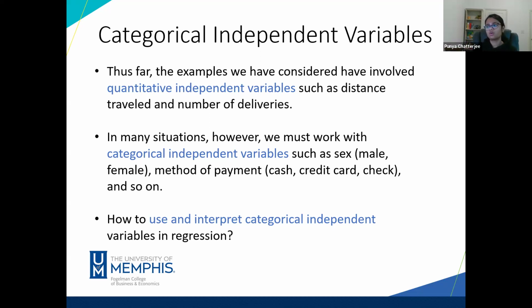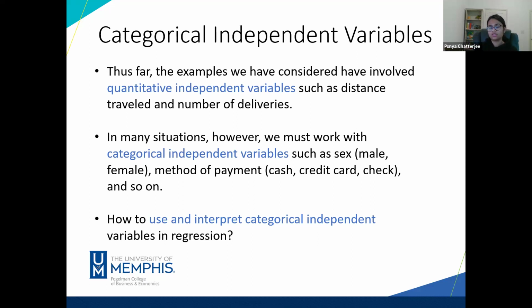So in many situations, we must work with categorical variables, such as, let's say, sex of the person. How they're shopping maybe depends on their sex, which is either male or female. So in your data, you're going to see male, female, male, female. It's not going to be a value like 1, 2, 3, 4. Or like I said, method of payment. How much you're buying maybe depends on method of payment. If you're paying cash, maybe you are spending more than if you're paying credit card, right? So again, in the data you will have cash, credit, check. You're not going to have 1, 2, 3, 4.